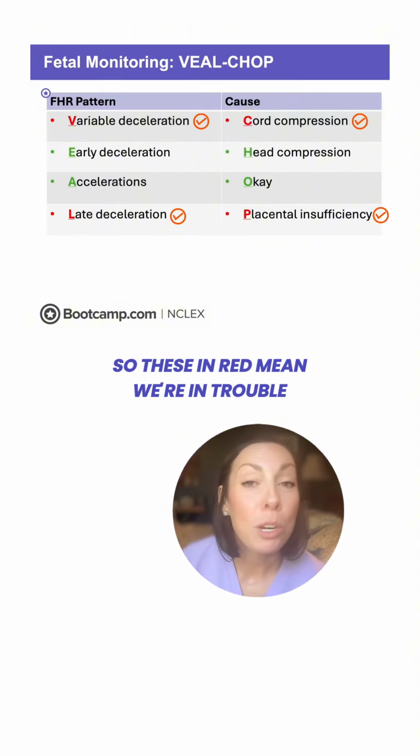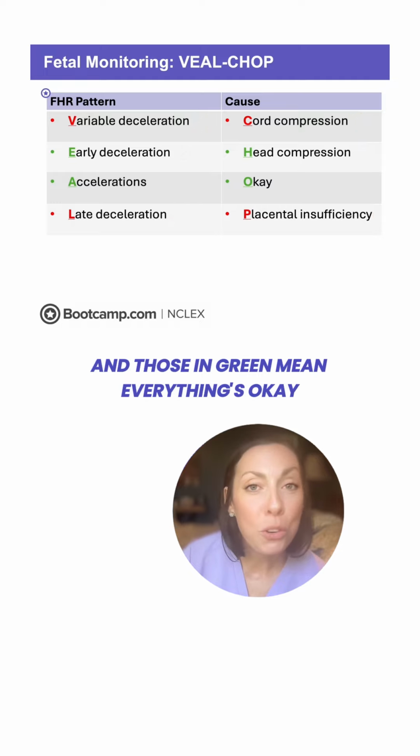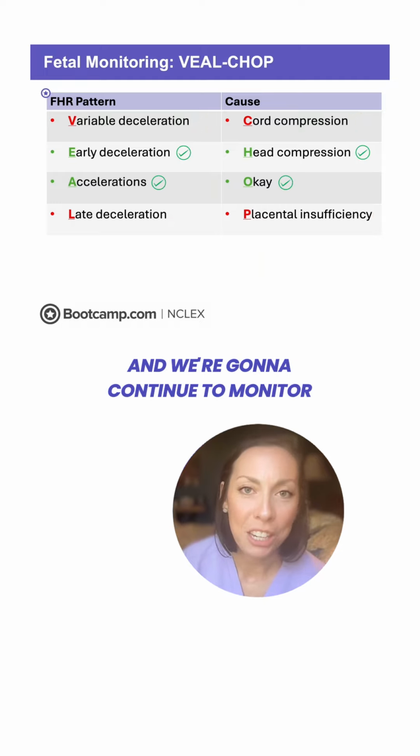So these in red mean we're in trouble, and those are the ones you would provide your stop-in interventions on. And those in green mean everything's okay, and we're going to continue to monitor.